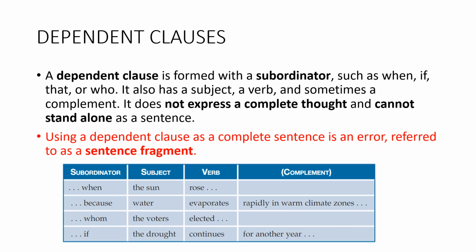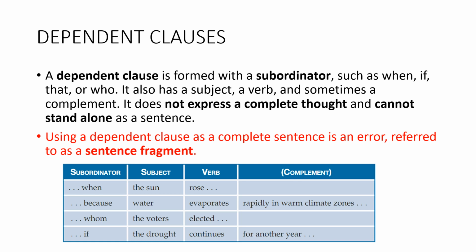A dependent clause is formed with a subordinator, such as when, if, that, or who. It also has a subject, a verb, and sometimes a complement. It does not express a complete thought and cannot stand alone as a sentence. So using a dependent clause as a complete sentence is an error, referred to as a sentence fragment. All right, so it can't stand alone, ladies. And here are some examples of subordinators and sentence examples.